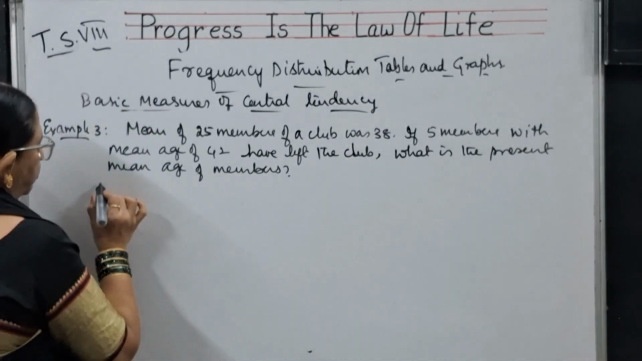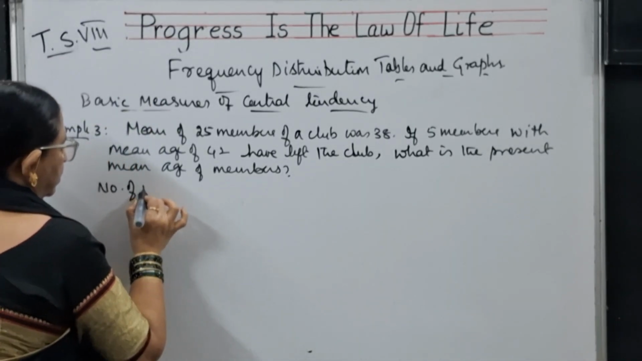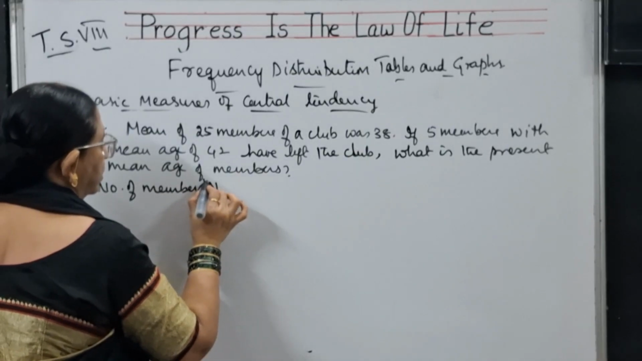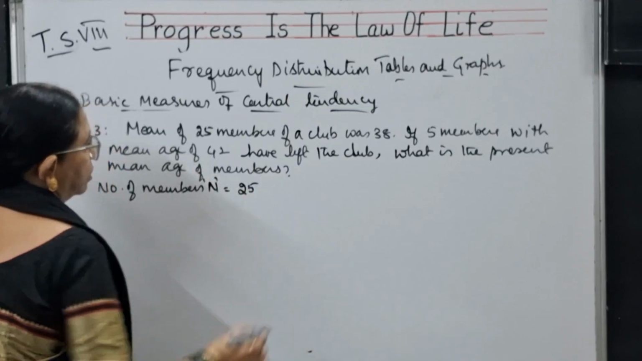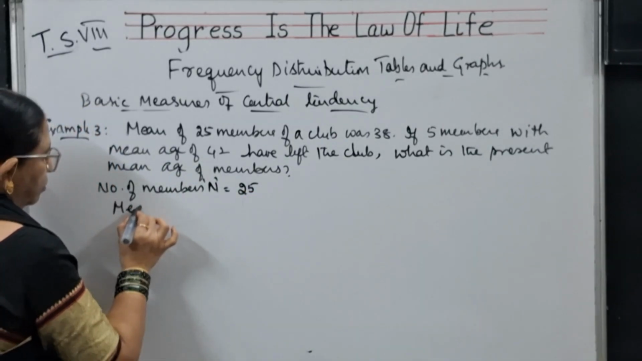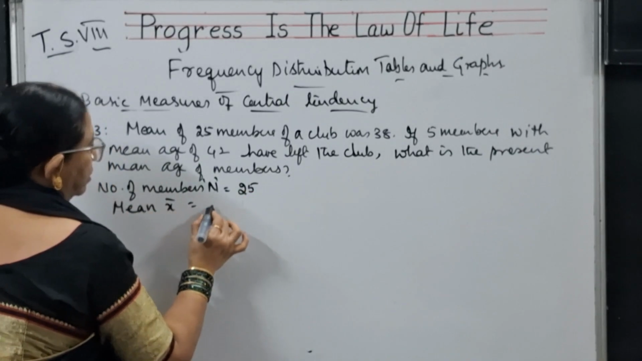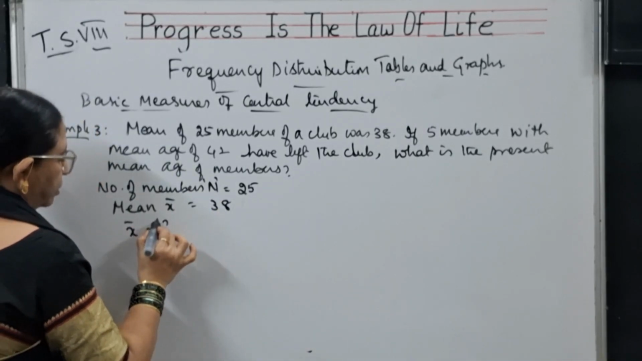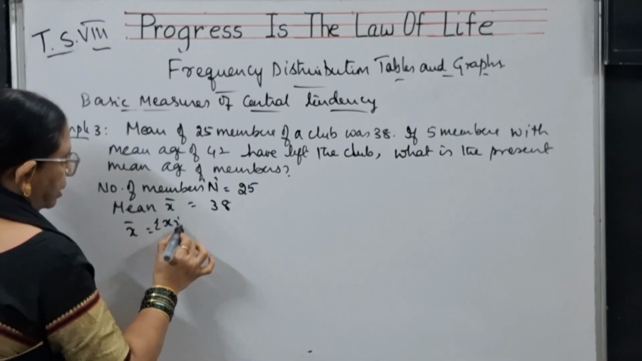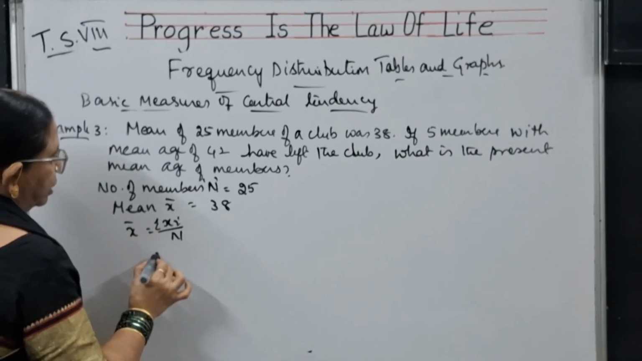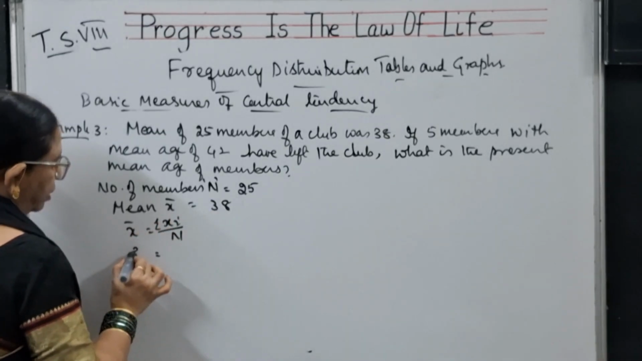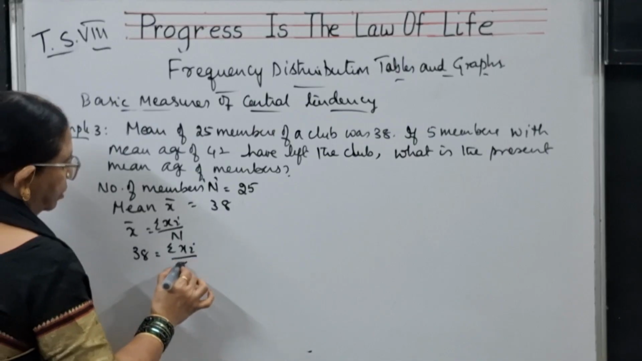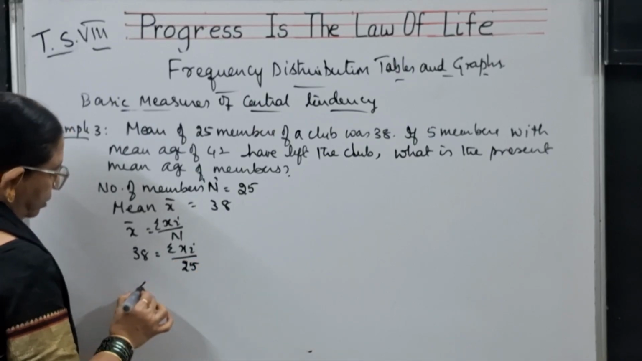So the number of members, that is n, is equal to 25. And what is the mean they have given? Mean x bar is equal to 38. So the formula is x bar is equal to sigma xi by n. So 38 is equal to sigma xi by n, number of members 25. So what is sigma xi?